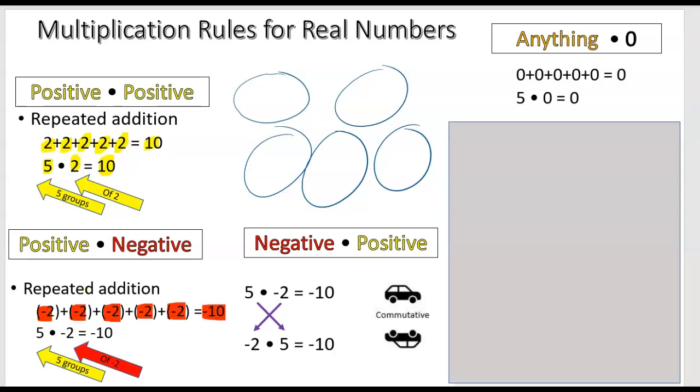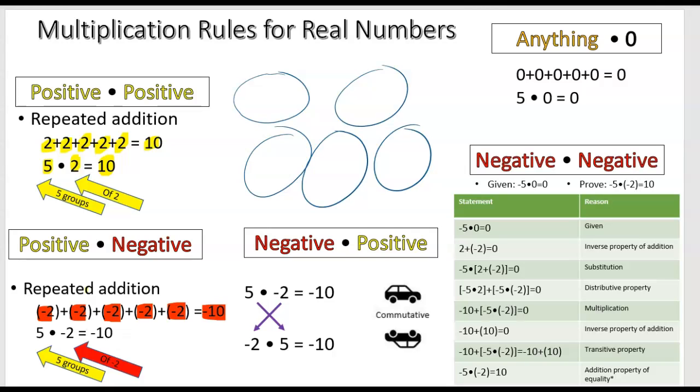And of course, because multiplication is commutative, 0 times 5 would also be 0. All right, here's the last one. I'm going to go through it pretty quickly because you don't need to have this memorized. I'm just showing you that by using a logical proof, we can prove that 2 negative numbers multiplied by each other turn out to be positive.